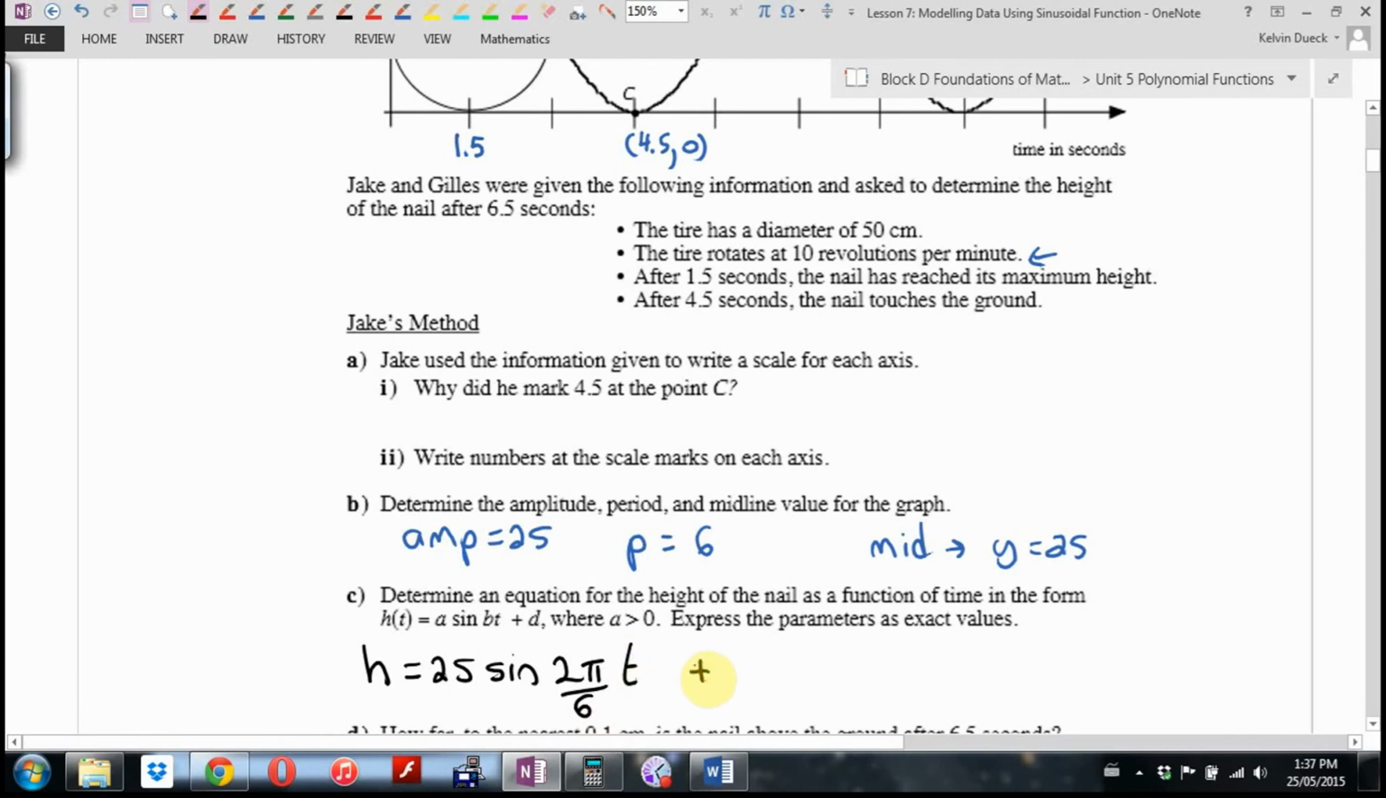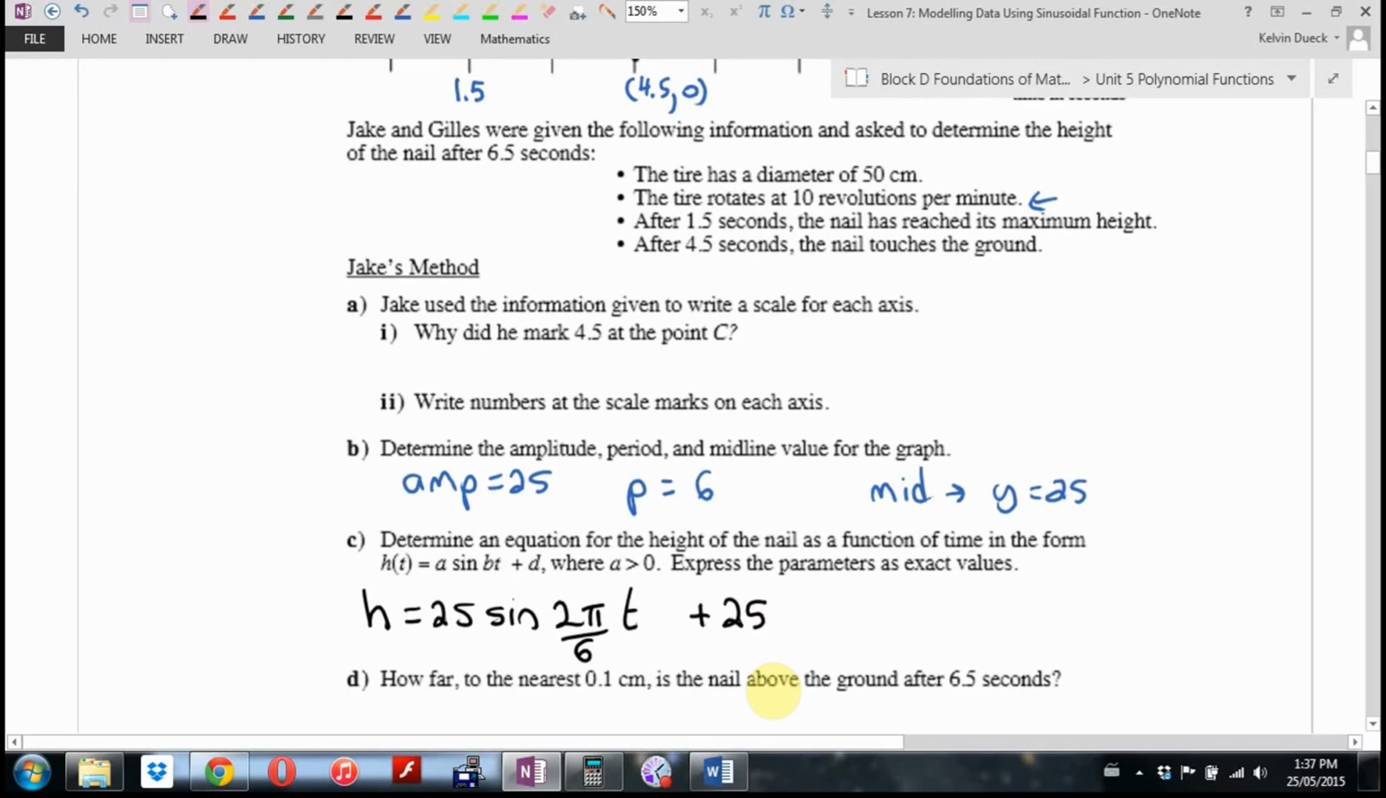Plus, what's the midline? What's the vertical displacement? Also 25. The only thing I don't like about this question is that both the amplitude and the midline are 25, but that's going to happen when you're dealing with a circle, because if you're rolling something on the ground, the midline is going to be the center of the circle, which is also going to be the radius, which is also going to be your amplitude. Sorry, it's physics.